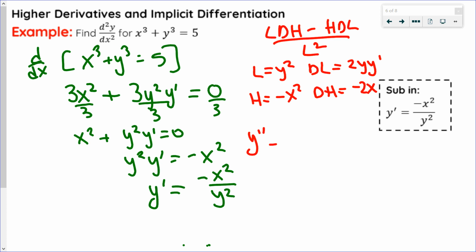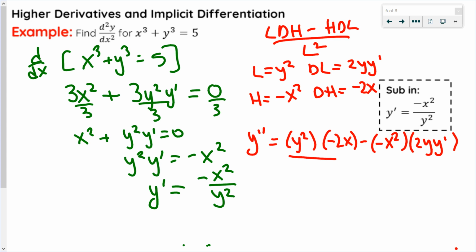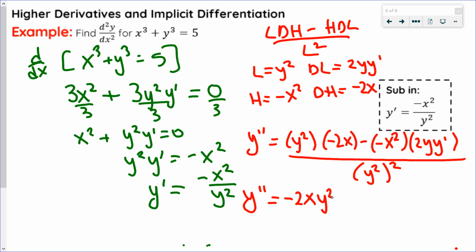So y double prime is going to be low d high minus high d low, so multiplied by 2y y prime, draw a line and square below, so y squared squared. Okay, let's tidy this up a little bit. I'm going to have a negative 2x y squared, and then here two negatives make a positive, and I'm going to have 2x squared y y prime all over y exponent 4.